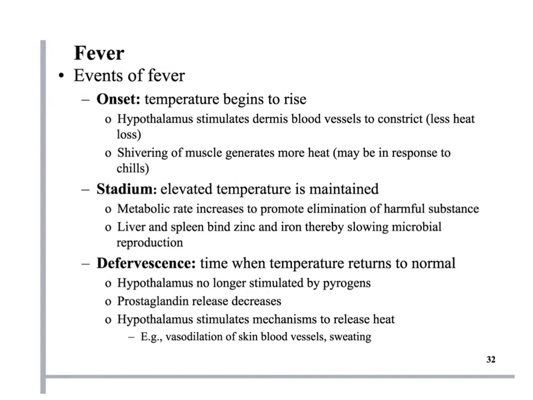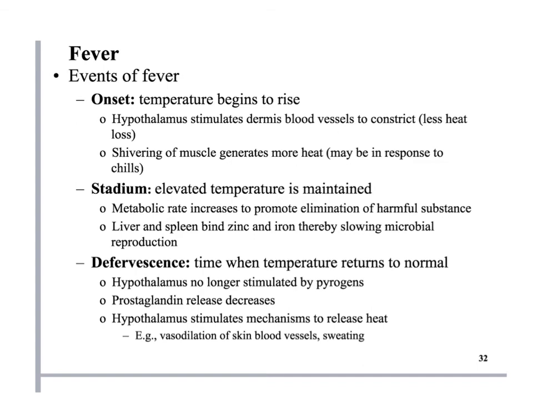So onset, the temperature begins to rise. Your hypothalamus is stimulated by the presence of pyrogens, and the hypothalamus releases hormones to stimulate the dermis blood vessels to constrict, less heat loss, right? So typically signs of fever, someone has a white color but their skin's really warm. Okay, the shivering, right? They get the shivers, maybe in response to some chills, and so what ends up happening? The temperatures begin to rise. So you constrict the vessels, you conserve heat, and temperature goes up. So it goes up to 101 degrees Fahrenheit, we'll say.